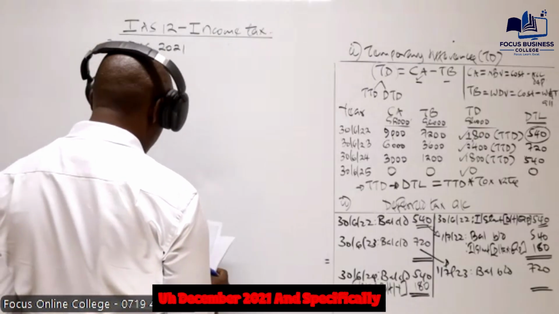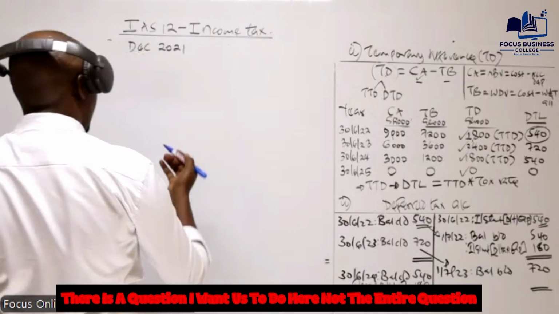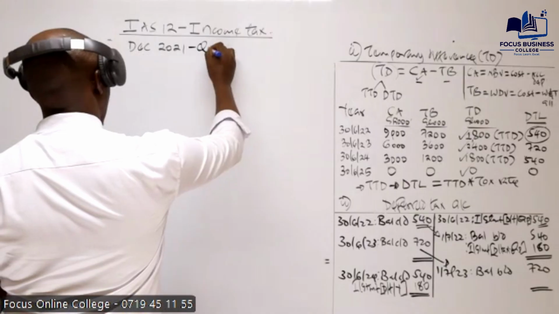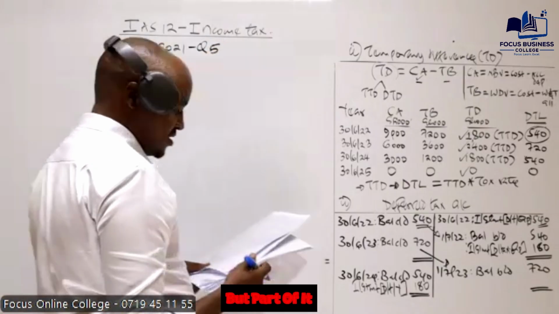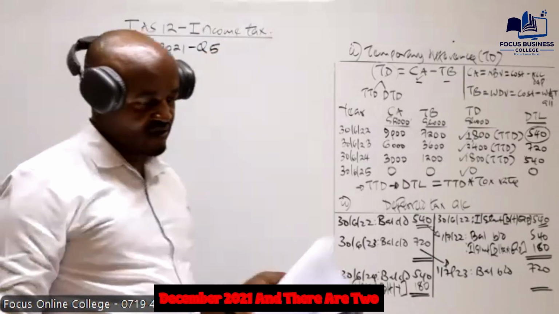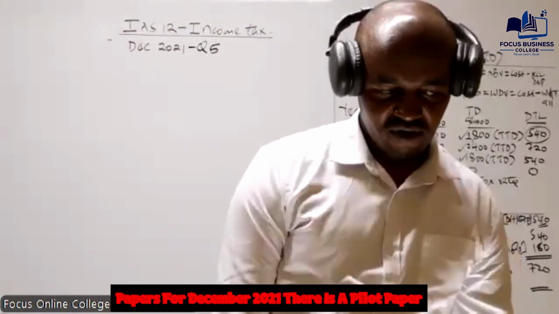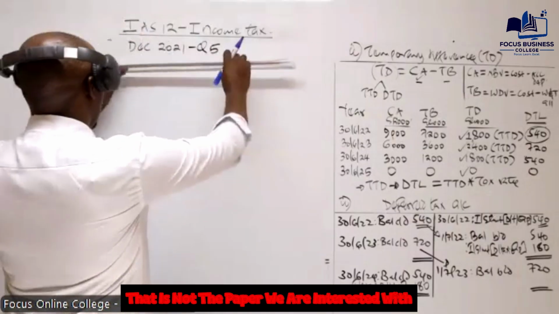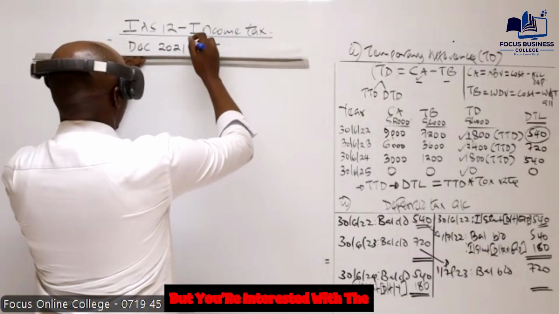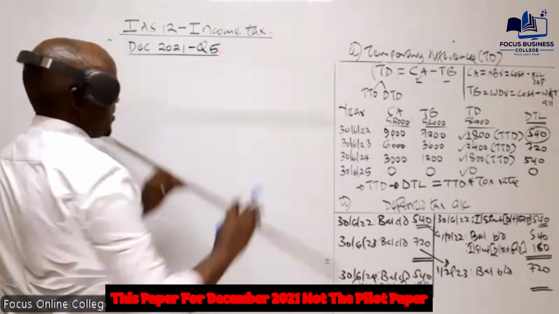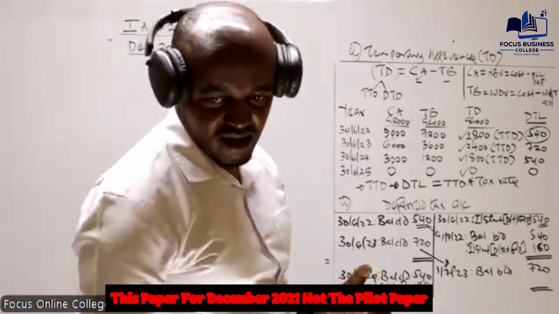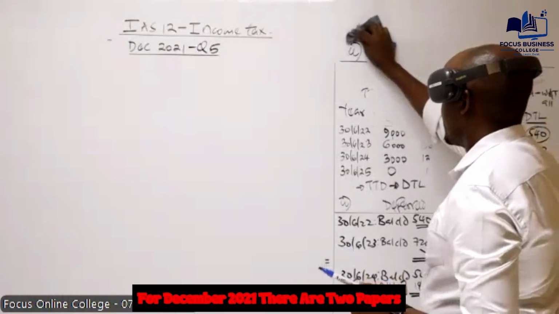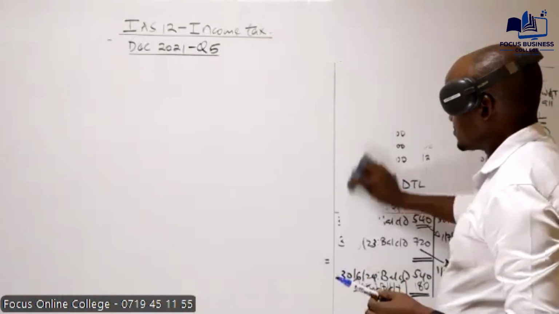Specifically, there is a question I want us to do here, not the entire question, but part of it, December 2021. And there are 2 papers for December 2021. There is a pilot paper. That is not the paper we're interested in, but we're interested in this paper for December 2021, not the pilot paper. Ukiona imeandikwa pilot paper, check for the other paper. For December 2021, there are 2 papers.